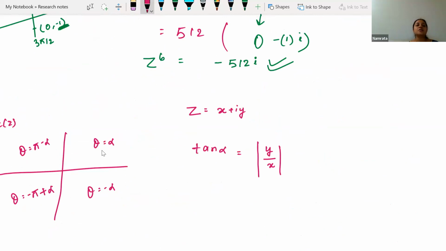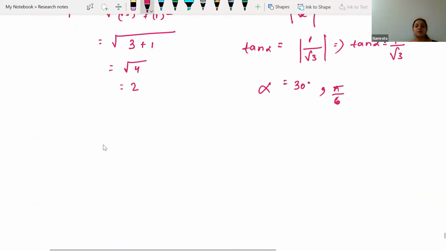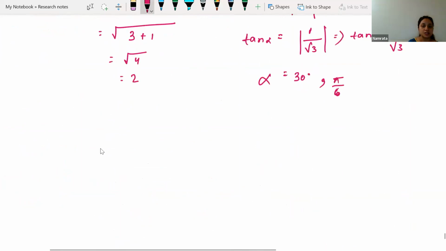In the second quadrant, we have to do pi minus alpha to find theta. In the third quadrant, we do minus pi plus alpha. And in the fourth quadrant, theta is equal to minus alpha. So in the first quadrant, theta and alpha are both the same. So our theta is also 30 degrees, or pi by 6. Now we will be using the formula.